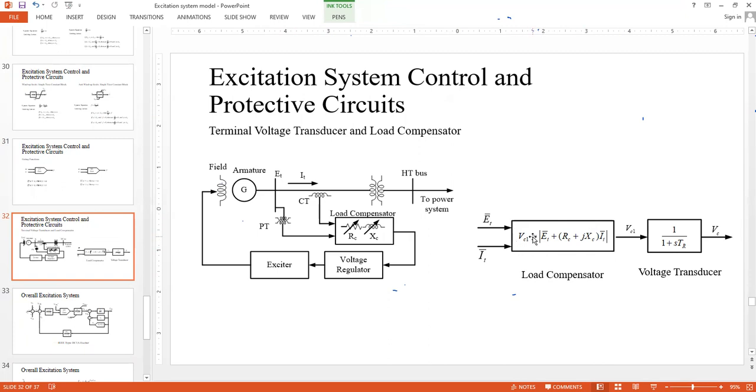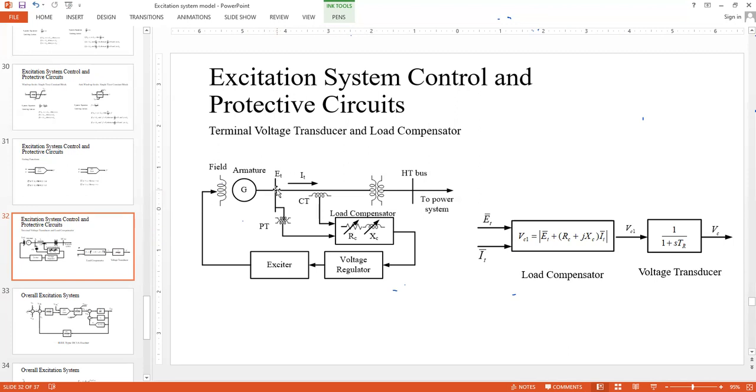So what it needs is two inputs. One, with the help of the CT, you record the terminal output current from the generator bus, this bus. With the help of the PT, you sense the ET or the voltage available here at this bus. So ET and IT are the inputs to the load compensator block. And depending on your choice, that means at which point you are trying to control the voltage. Are you trying to control the voltage at the terminal or into the system, looking from the terminal into the system? That means your RC and XC would be positive.